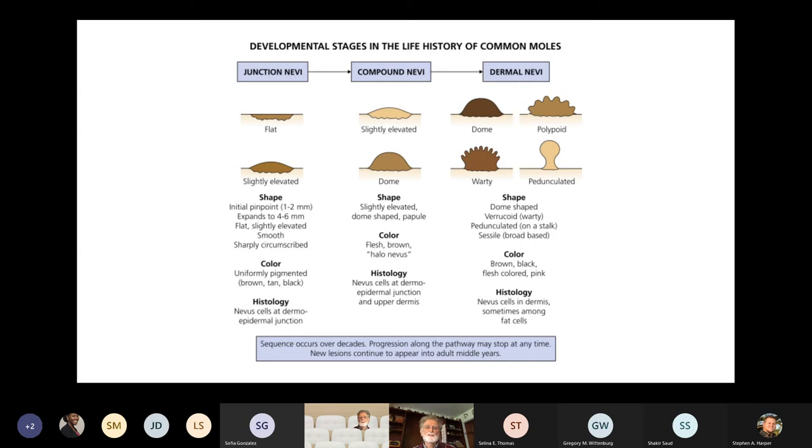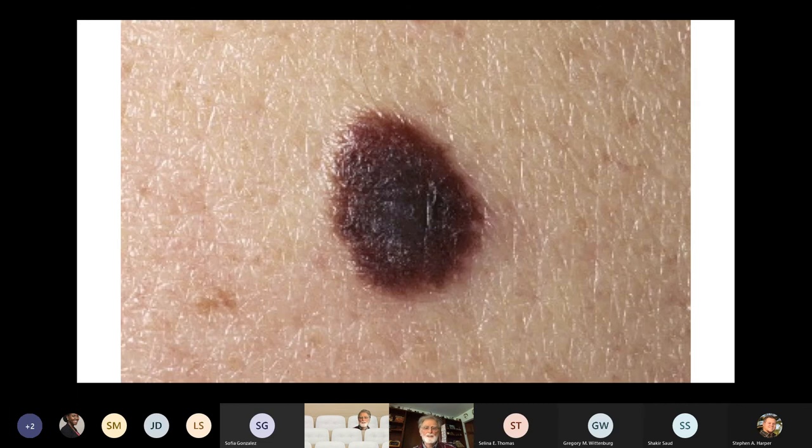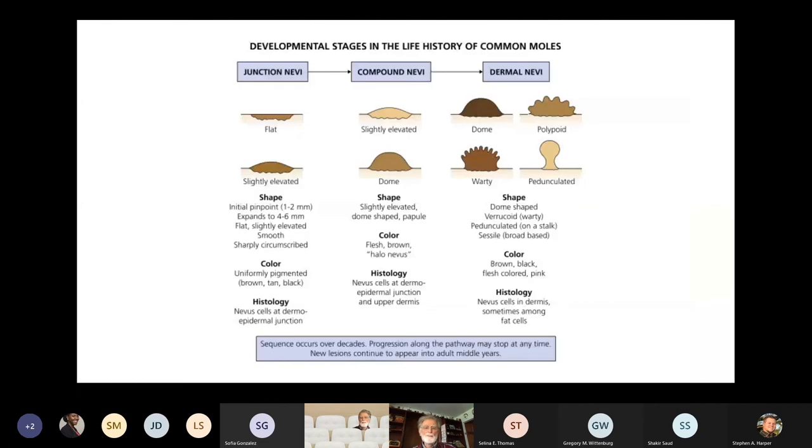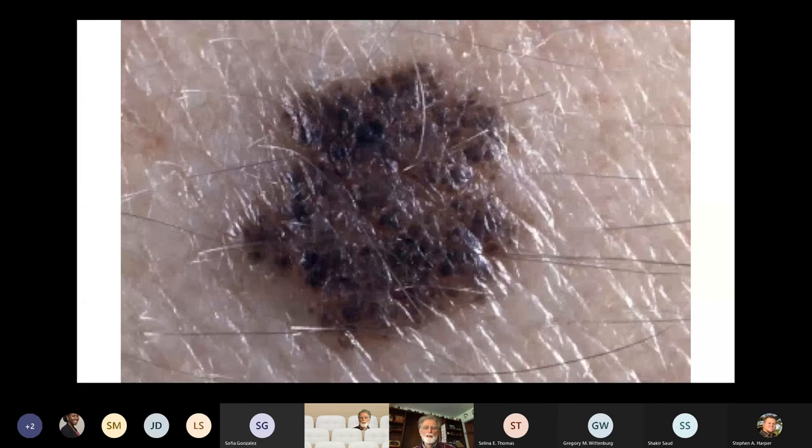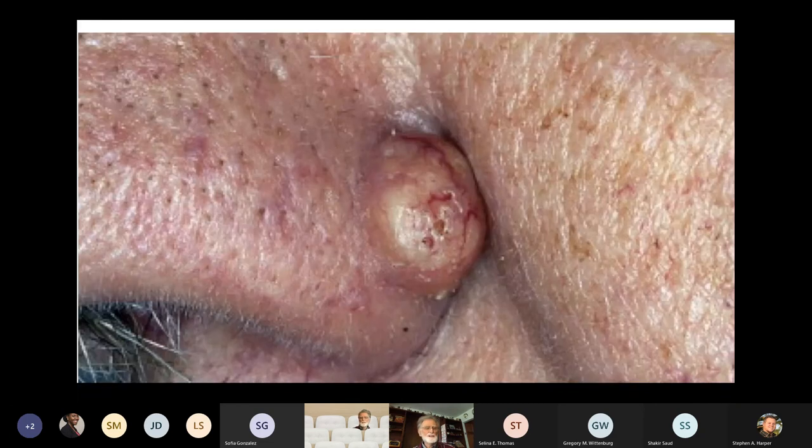And so we're looking at three different levels. We're looking at the junctional nevus, the compound nevus, and the dermal nevus. So the junctional nevus, usually pretty flat, doesn't go deep in the dermis. The compound nevus goes a little bit deeper in the dermis, but puffs up, creating a dome a little bit more. And then finally you get the dermal nevus. And this is all part of the same process, and nevi cells can evolve over a lifetime. And the interesting thing is that they can degenerate too. So towards the end of life, they start to degenerate.